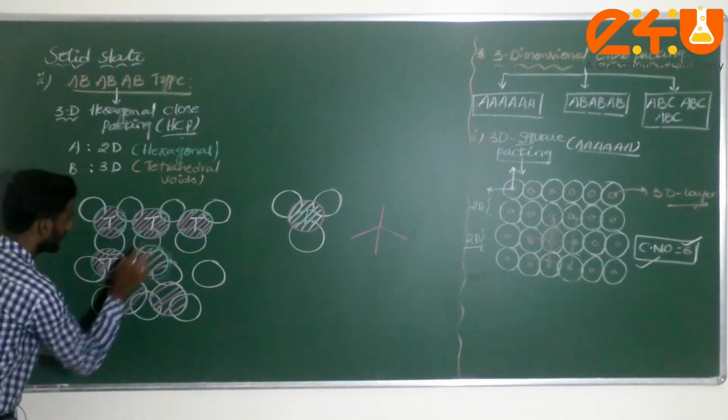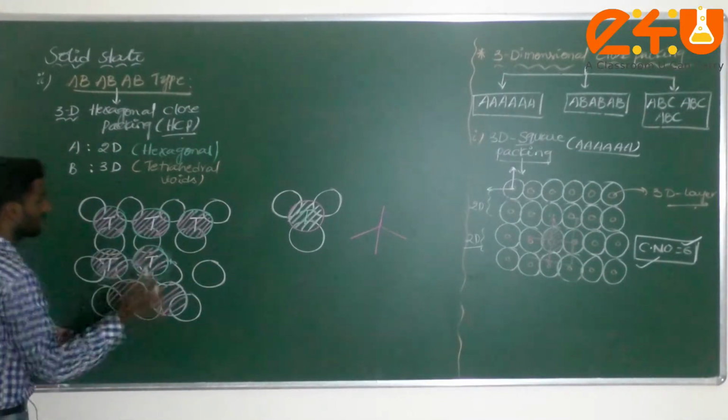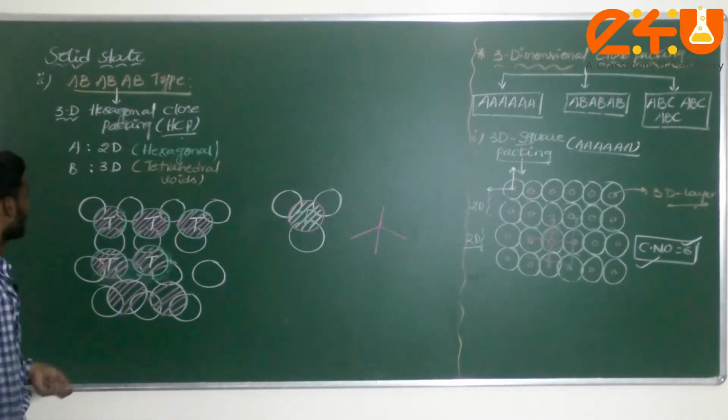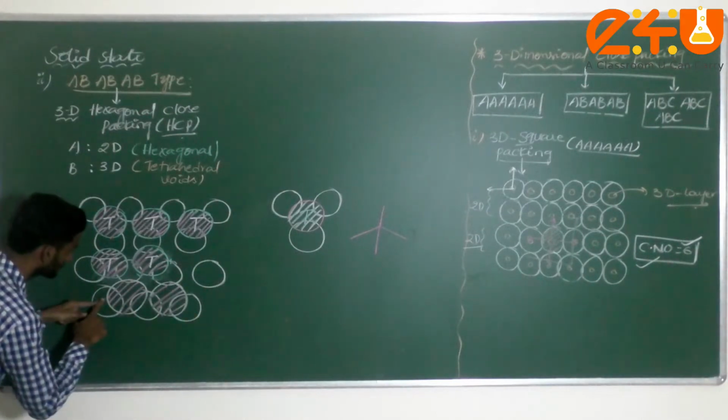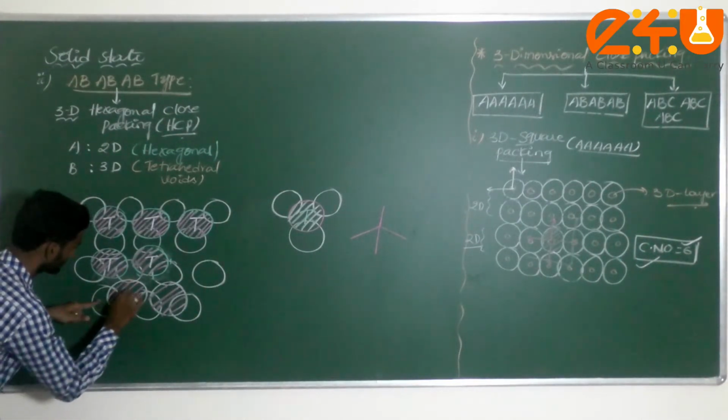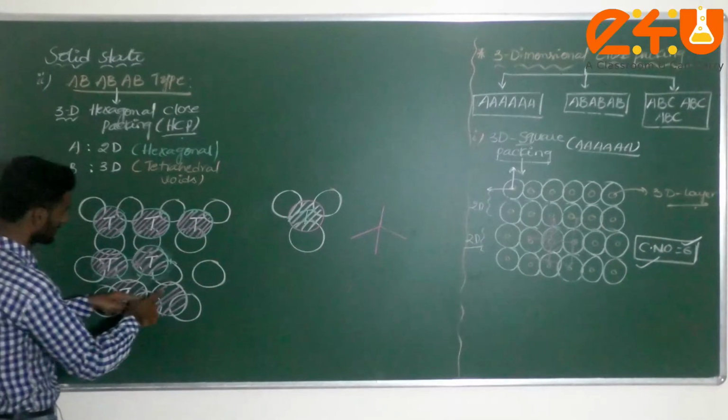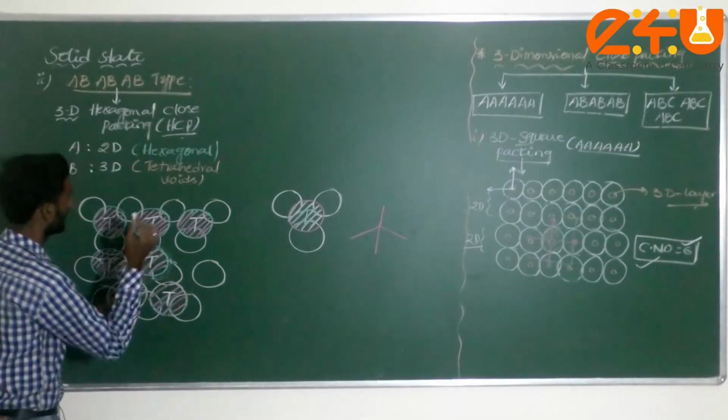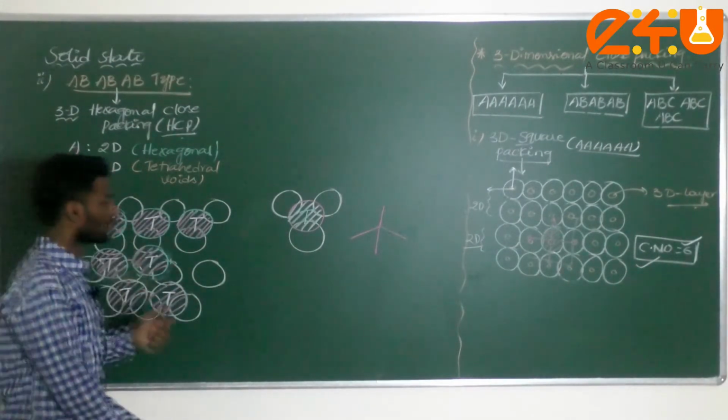Next one here, one, two, three. Tetrahedral voids or not? Tetrahedral voids we are observing. Here also, dear students, one, two, three. Tetrahedral voids we are observing. Here also one, two, three. Tetrahedral voids. Sir, are you observing?